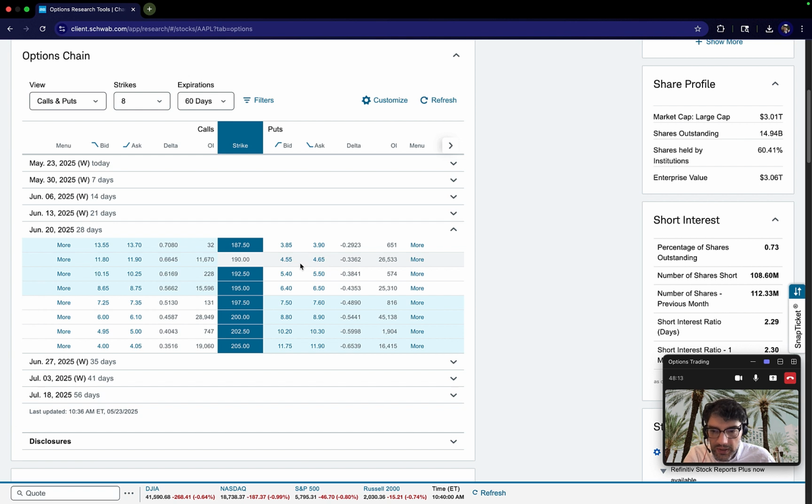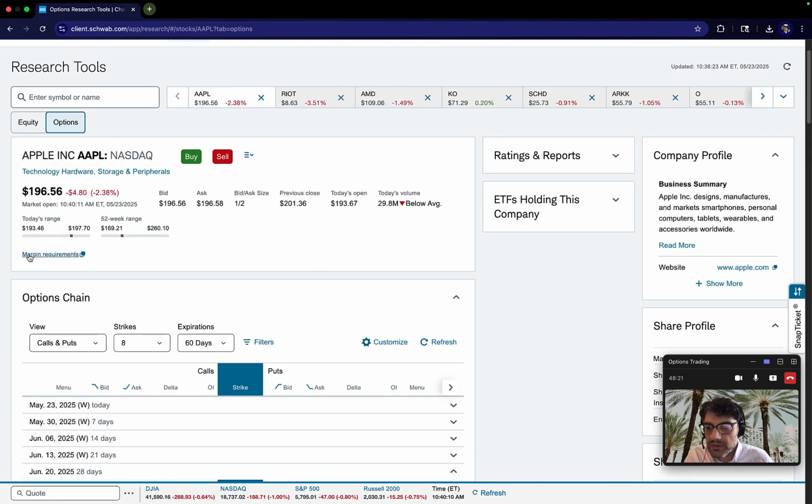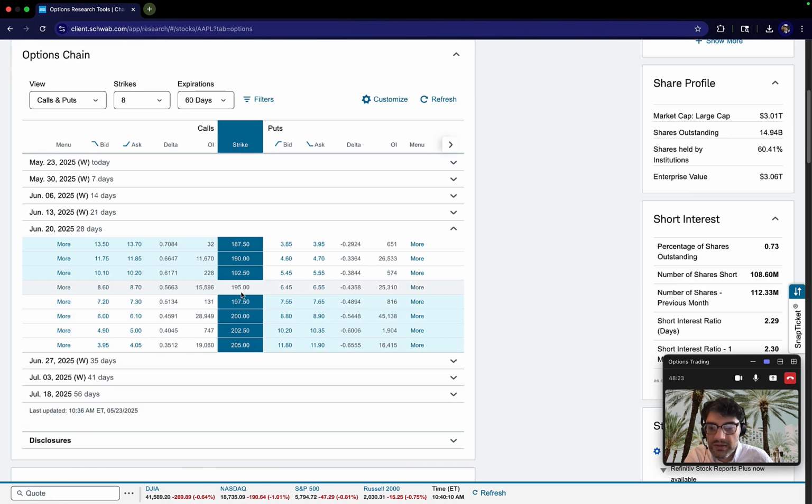So how much money are we going to get? Well, we can see that the current price is somewhere around 195. Let's actually scroll up. Yeah, 196. So this would be at the money. 195 would be at the money because the price is right around this 195 strike price.